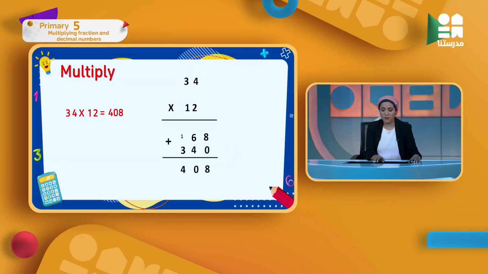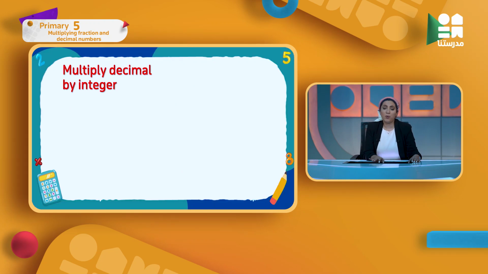Now let's take another example. I will multiply a decimal number by an integer. So here, 2 times 2.32. I would prefer to take this example to the board. Let's come and see how to answer this question.